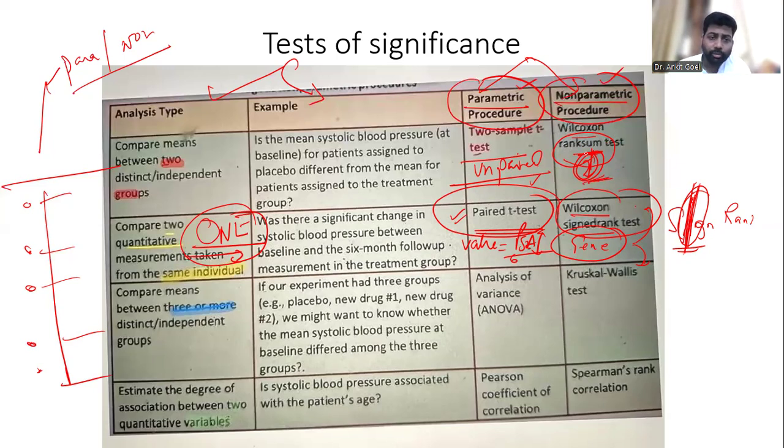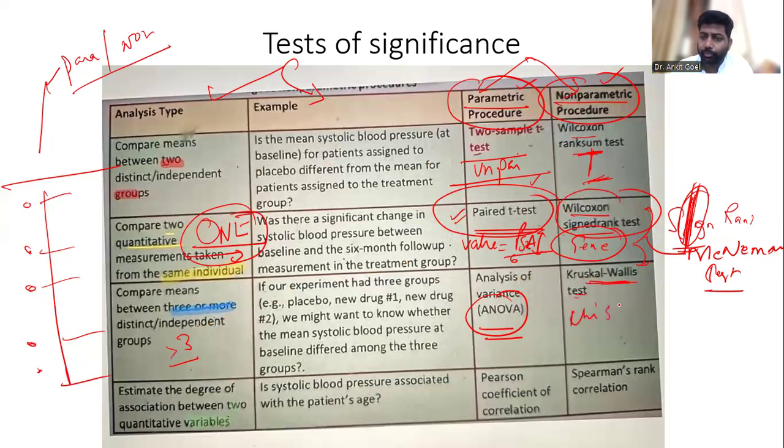Now when you have three or more groups, again, for one group, you also have one more test, that is the McNemar test. For one group, there is also another test, McNemar test. For two groups, Wilcoxon rank sum test. And for three groups or more, we have ANOVA, that is for parametric values. And for non-parametric, we have Kruskal-Wallis and we have the chi-square test.